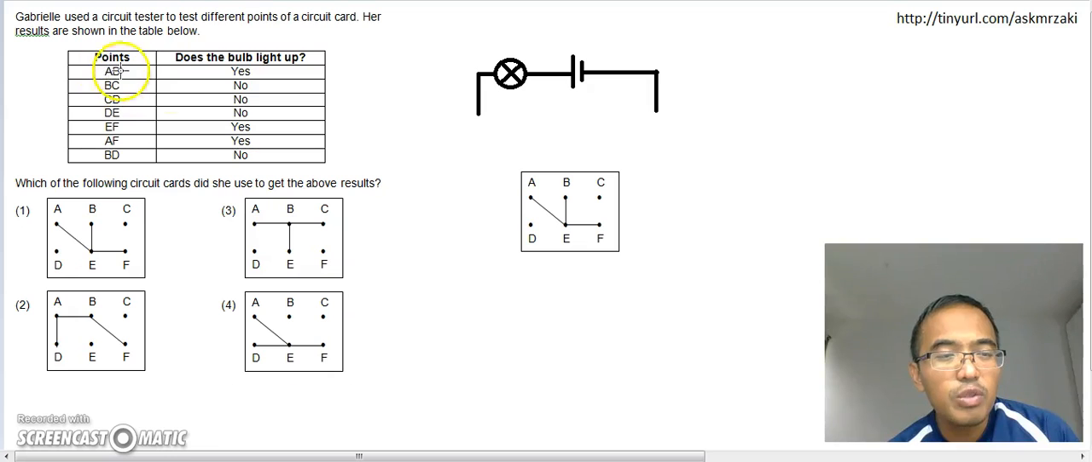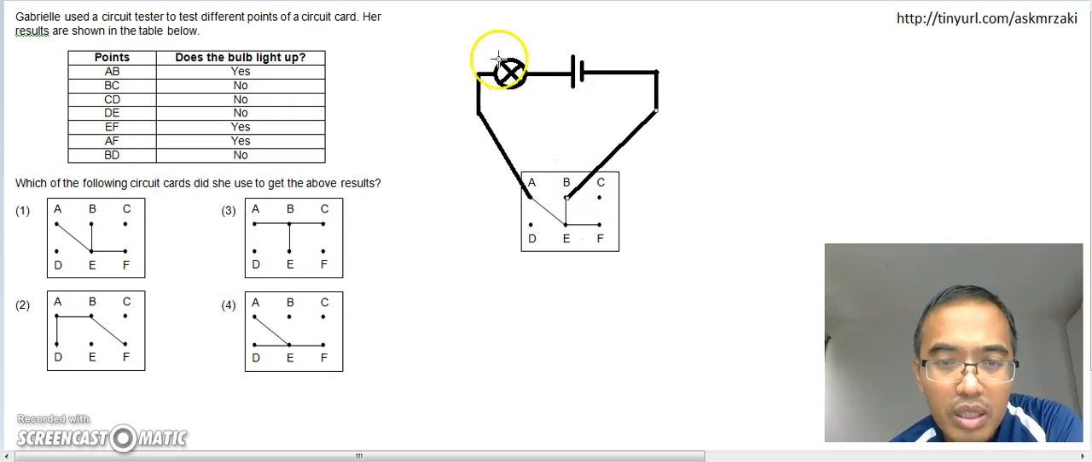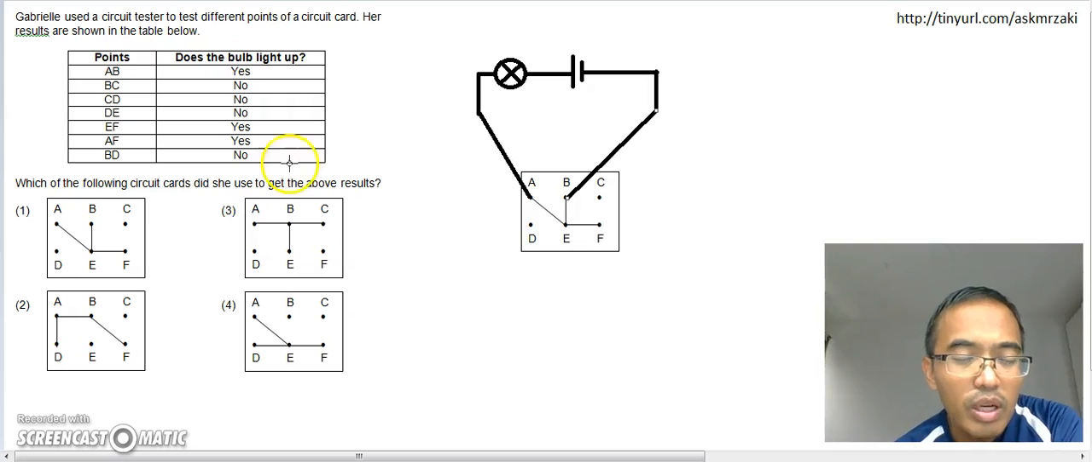So let's look at the first point, A and B. If I were to put A and B here, will it light up? Yes, it will, right? Because there's a flow, can you see this? There's a flow through this, back to the battery, and therefore this is a closed circuit. So number one seems to be possible. How about number two? Number two is also a connection between A and B.